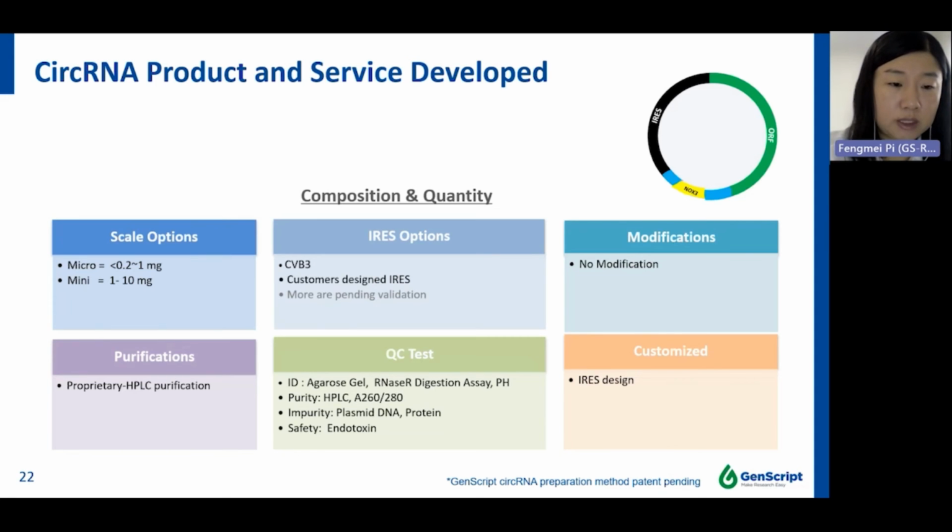And purification-wise, we have developed our proprietary HPLC purification method to generate the highest purity of the circRNA, which is quite important for its efficacy. And we perform the QC test to look at its purity, and also can test its ID by the RNase R degradation, and also look at the impurities and the safety aspects. You could also customize the IRES design.